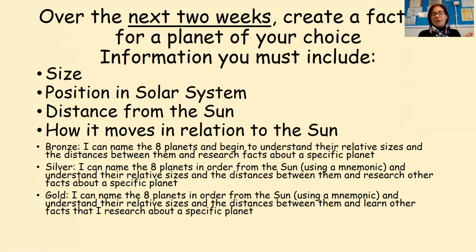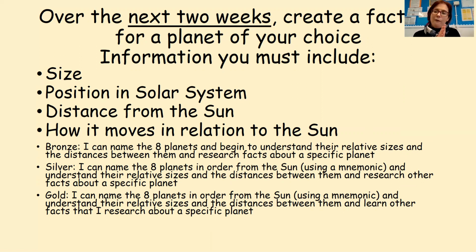So the information you must include, I'd like you to tell me the size of it, its position in the solar system. You might want to do that with a picture, a diagram, how far it is from the sun, and how it moves in relation to the sun. So does your planet orbit the sun? How long does it take to orbit the sun? Does it have any moons? Does it have any rings? Tell me all these different things about it. Tell me the things you find interesting about it.